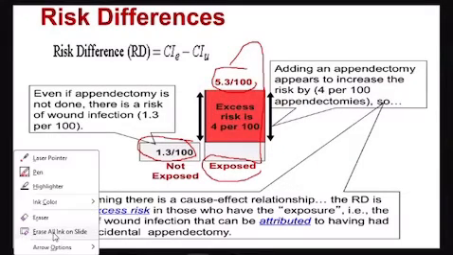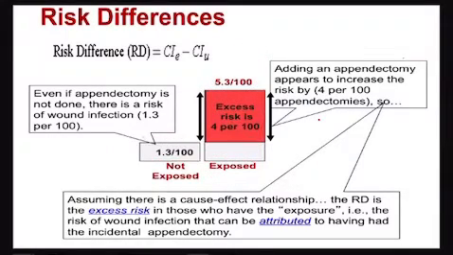The 4 per 100 is actually what you see here. You see that? 4 per 100. That's just like subtracting them. So the excess risk is 4 per 100. That is what we actually mean. So this is very easy. The risk difference is just subtracting the cumulative incidence for unexposed from the cumulative incidence for exposed.